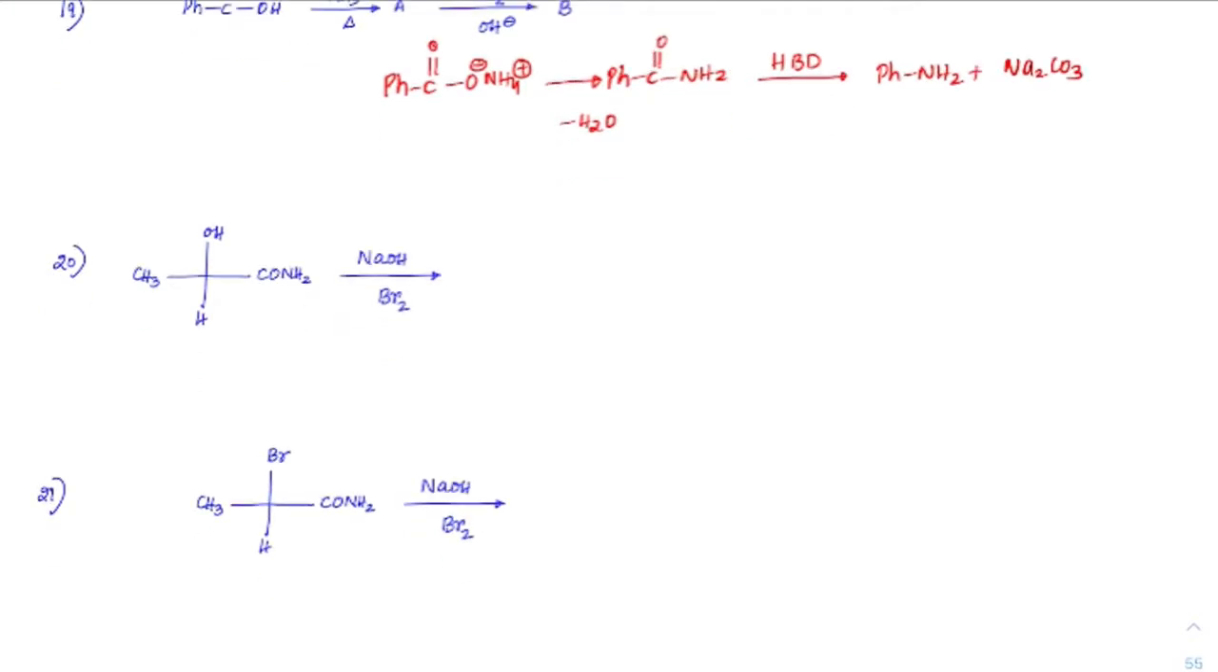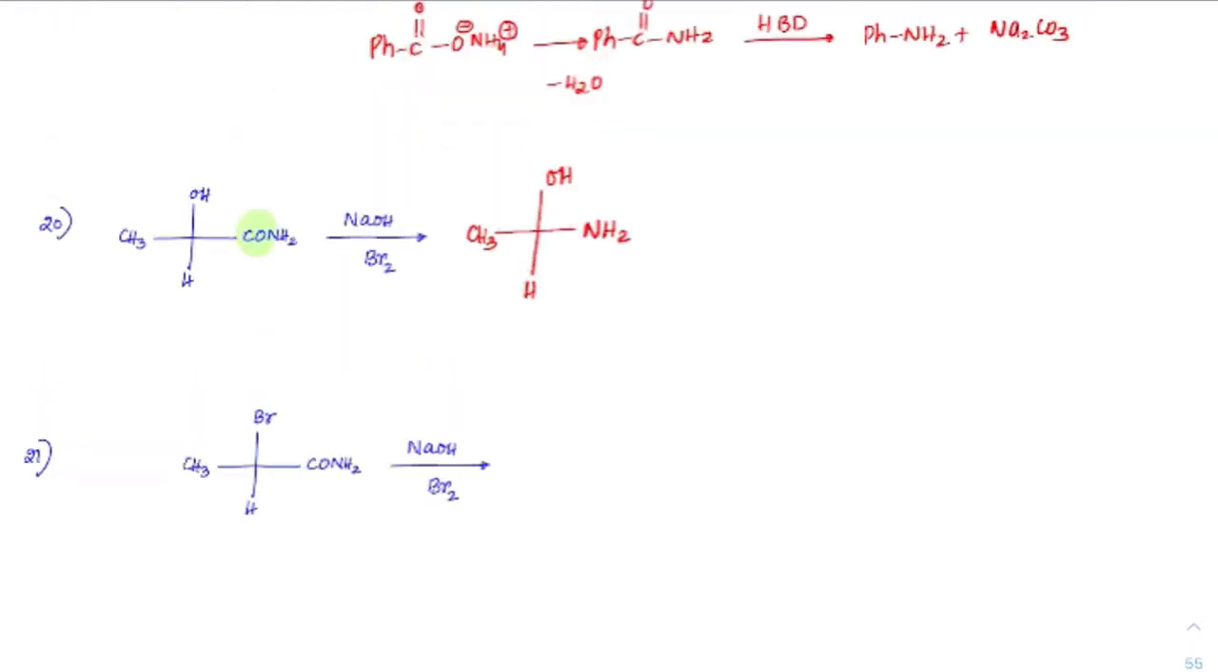Next. See, in Hofmann bromamide degradation, we learned that the chirality doesn't change. This carbon, because you're directly connecting this carbon to nitrogen without breaking any other bonds here. Therefore, just remove that CO and introduce NH2. That's all. OH, CH3, and H. This will be the final product.